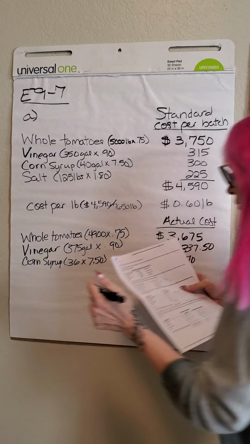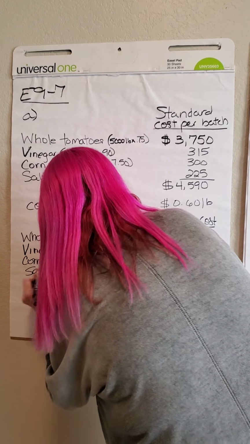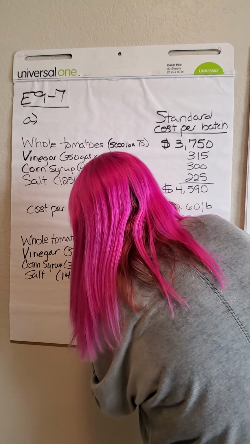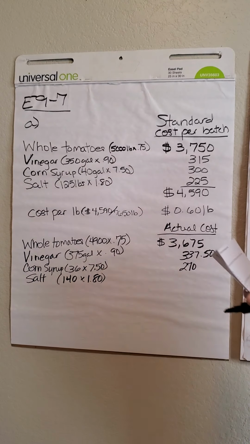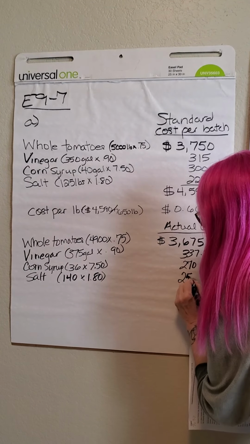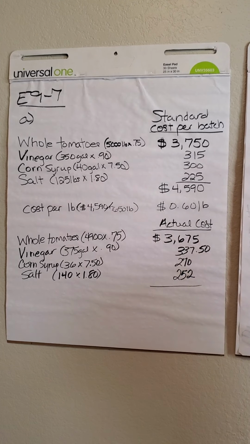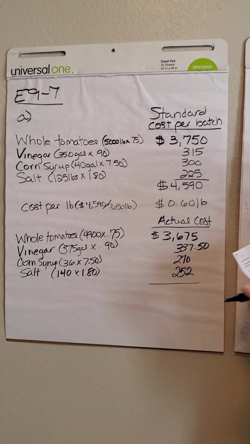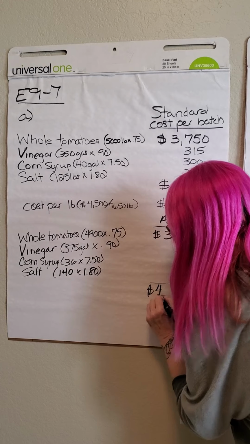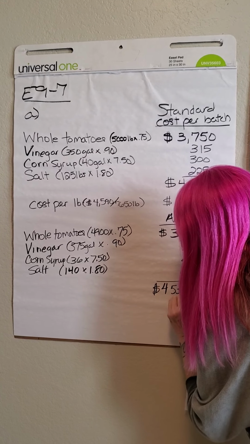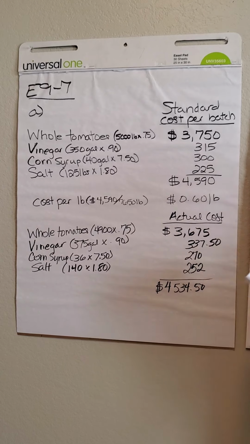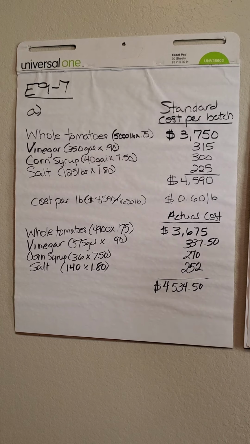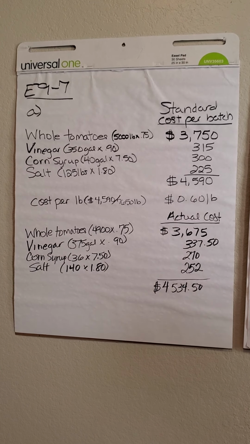And then finally, we have our salt. And the actual amount of salt we used was 140 pounds times the price of $1.80 per pound for a total of $252. Okay, and so if we take that total, the actual cost comes to $4,534.50. So again, then what they want us to calculate is the direct materials quantity variance per batch.